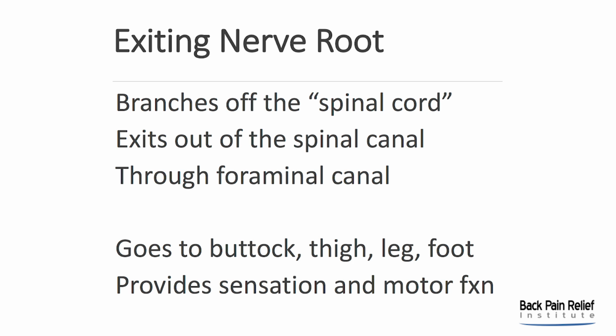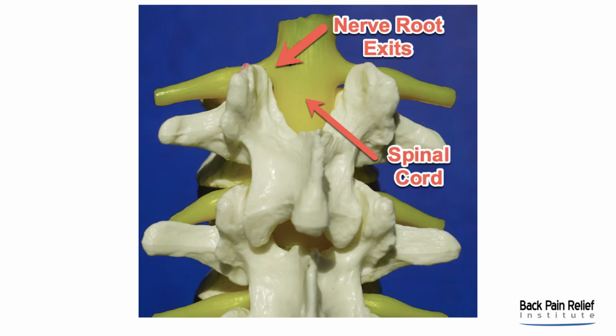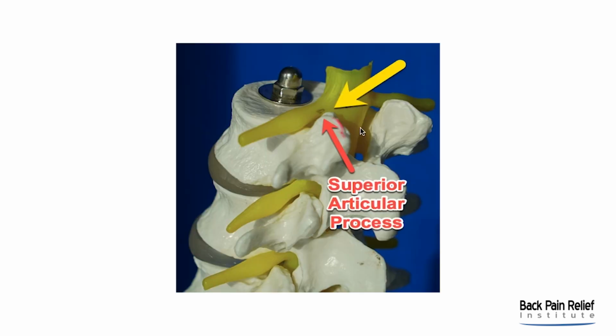We're going to talk a little bit about the exiting nerve root, which branches off the spinal cord and exits out of the spinal canal via the foraminal canal, which is what we're talking about today. Just remember that after the nerve passes out of the foraminal canal, it then goes unobstructed and free down to the buttock, thigh, leg, or foot, and it can provide sensation and motor function. Here we're looking at the spinal canal from the back, and we can see that the spinal cord is going down, and at a certain location a nerve root is coming off the spinal cord and exiting via the foraminal canal.